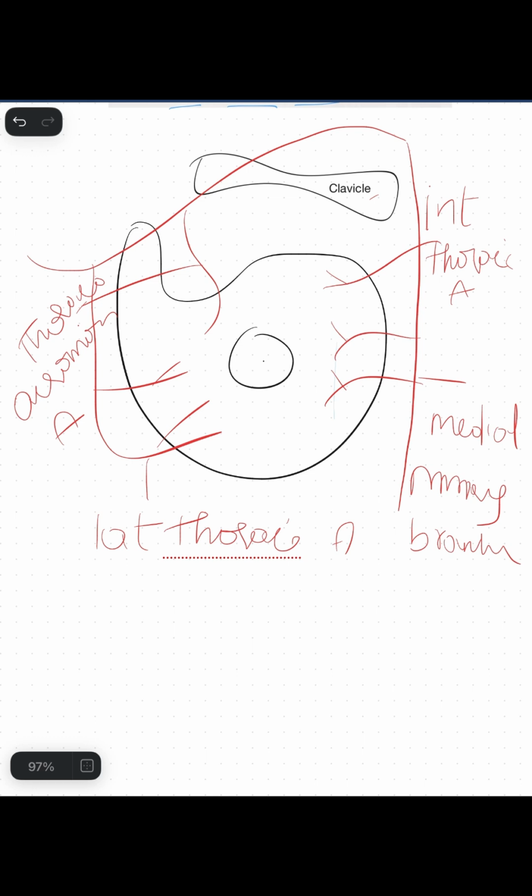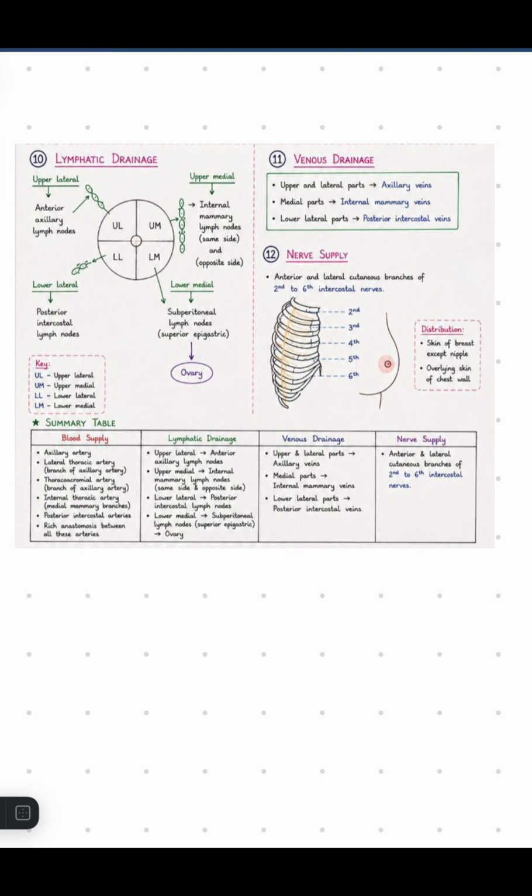And coming to the veins, the lateral parts are drained into the axillary veins, the medial parts into the internal mammary veins, and the lower lateral parts into the posterior intercostal veins. Coming to the nerve supply, it's simple: the second to sixth intercostal nerves.